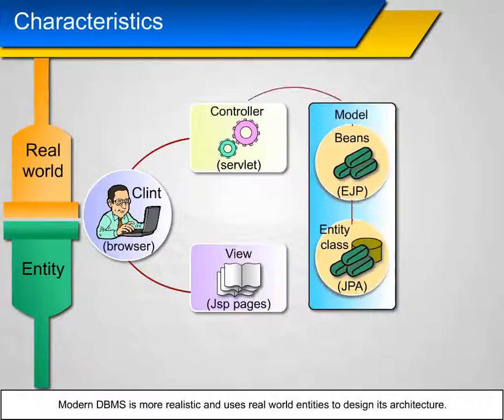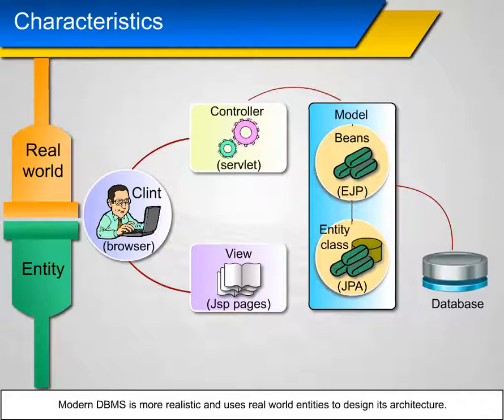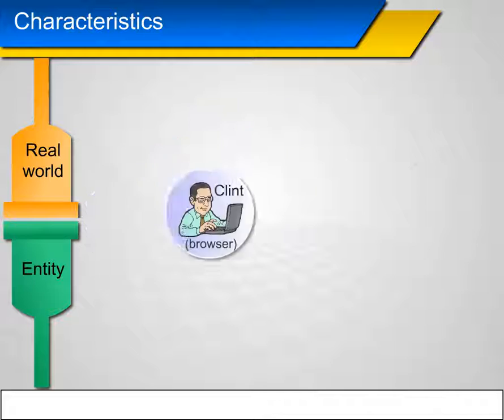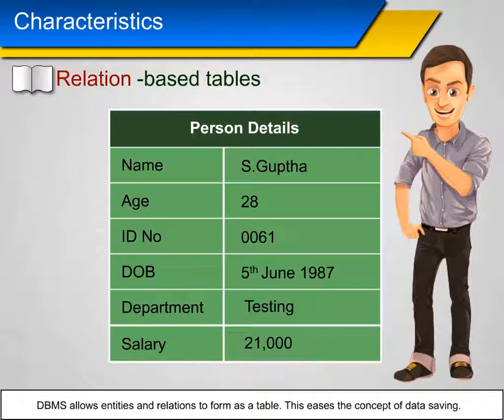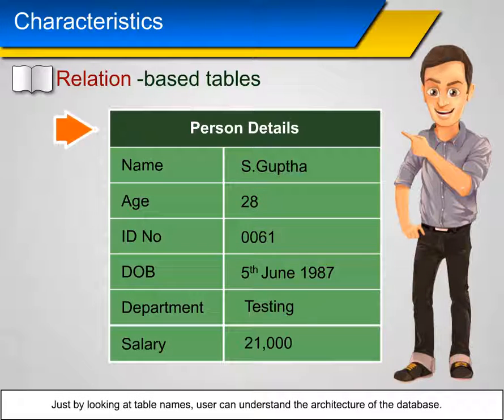Modern DBMS is more realistic and uses real-world entities to design its architecture. Real-world entities use behaviors and attributes too. Relation-based tables: DBMS allows entities and relations to form a table. This eases the concept of data saving. Just by looking at table names, a user can understand the architecture of the database.